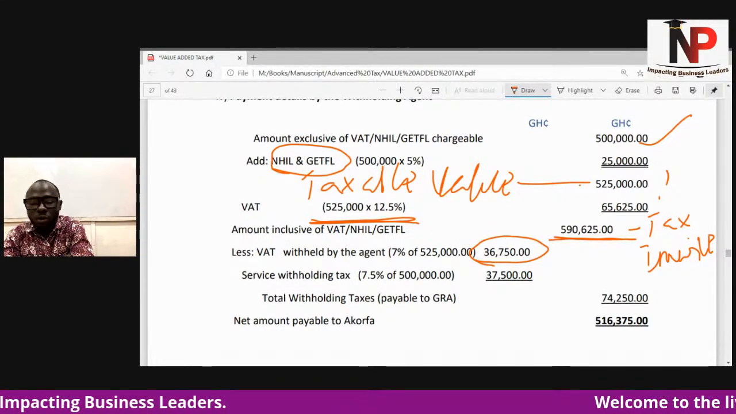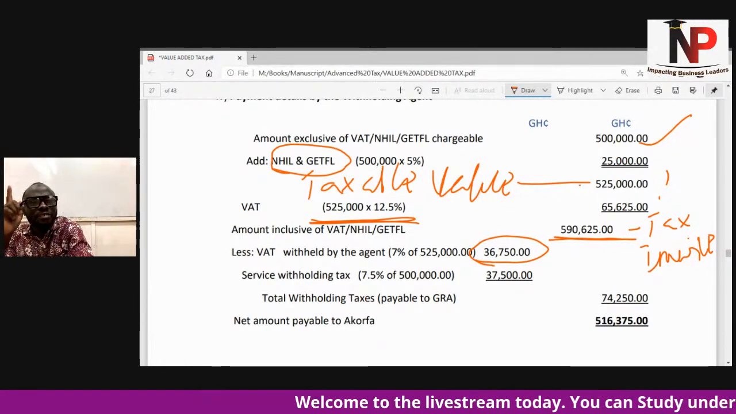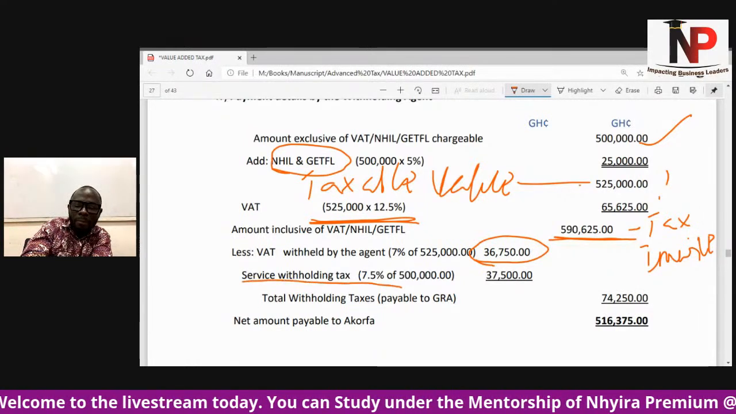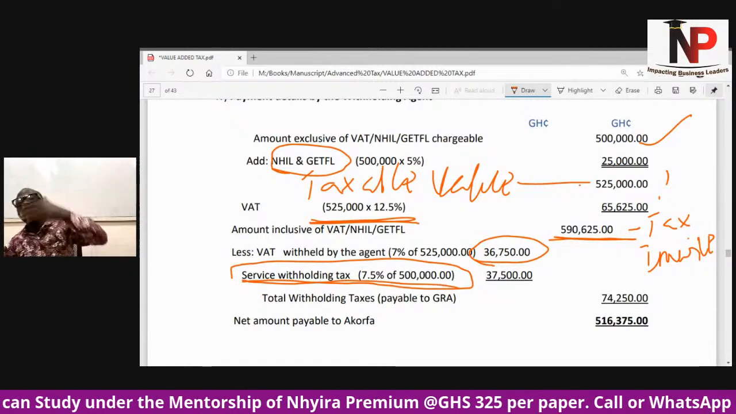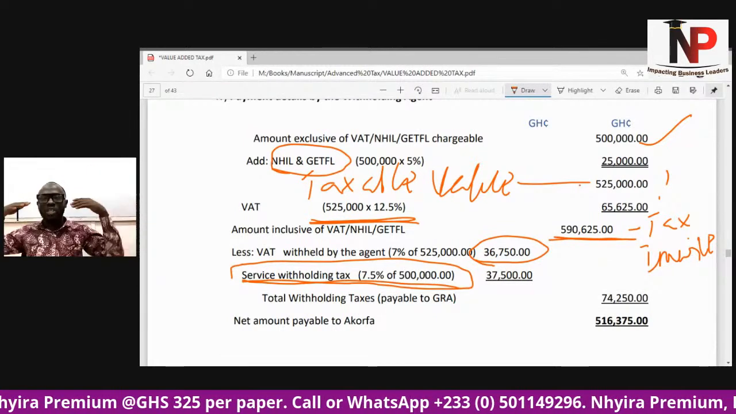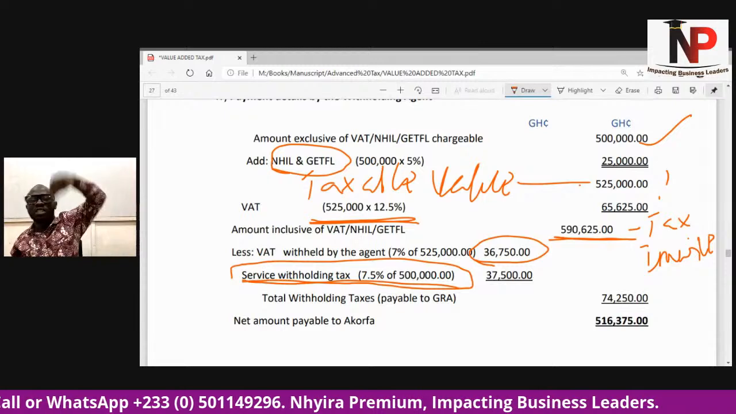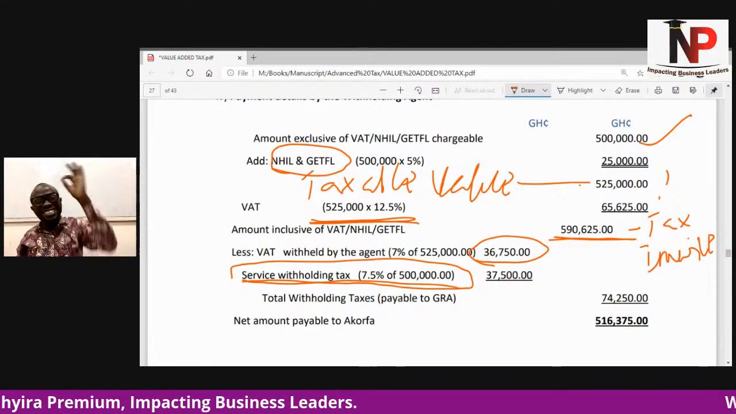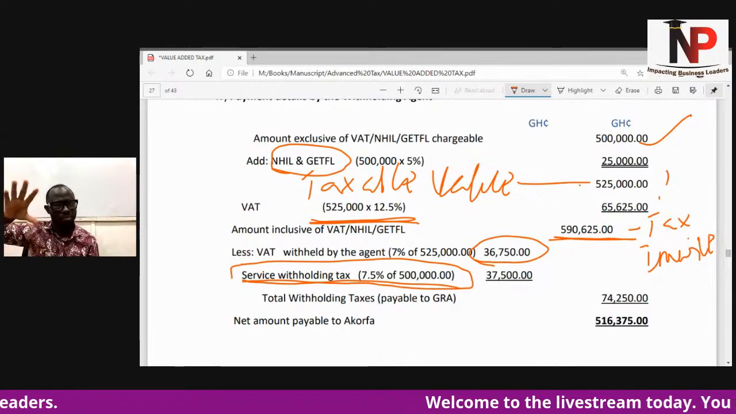So that will be taken into consideration in that case. Then, very, very important, and this is very tricky, remember, he will withhold 7.5% for the services because ACCA Vignon renders the services to him. So on the value of the service, which is 500,000 Ghana cedis, Sir James will withhold 7.5% of that. Now, make sure you don't mix it up.